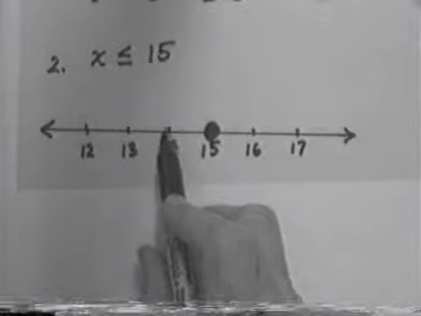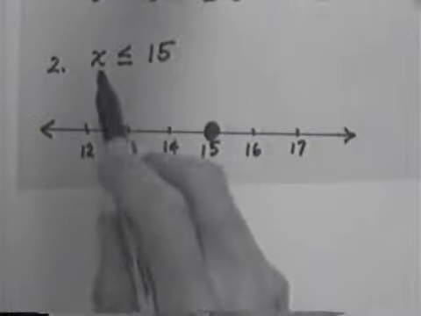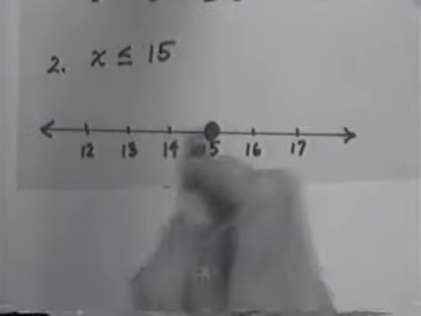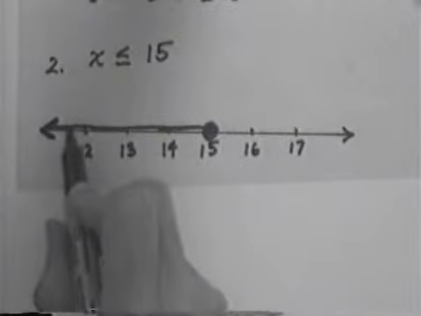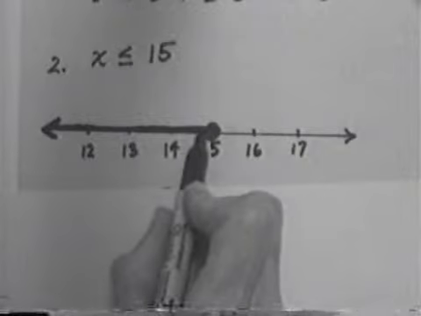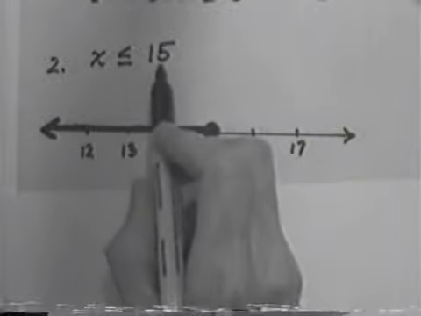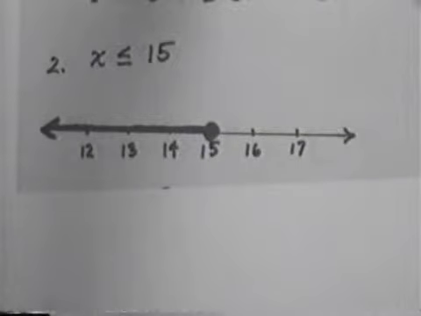Then I choose a point from either side to see which is true. If I try 14, 14 is less than 15, that is true. Numbers to the left of 15 will be included in this graph. And so I shade in all the points that are to the left of 15. If I try 16, 16 is less than or equal to 15. No, it is not. I do not shade in points to the right of 15.